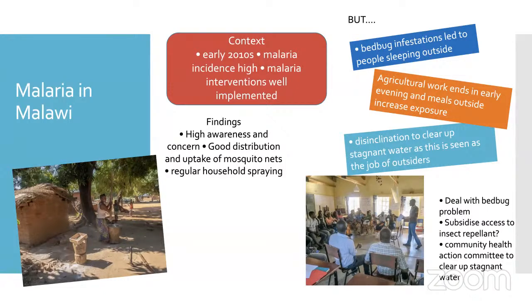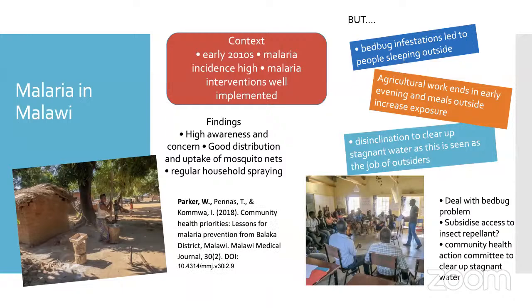People also talked about access to insect repellent, which interestingly is not part of malaria campaigns in African settings mostly. So we looked into that. And then community health action committees in the communities could actually take on the responsibility of clearing up stagnant water rather than waiting for some external agency to deal with it. So these are just some examples that came out of that study. And that's also written up in the Malawi Medical Journal for your reference.